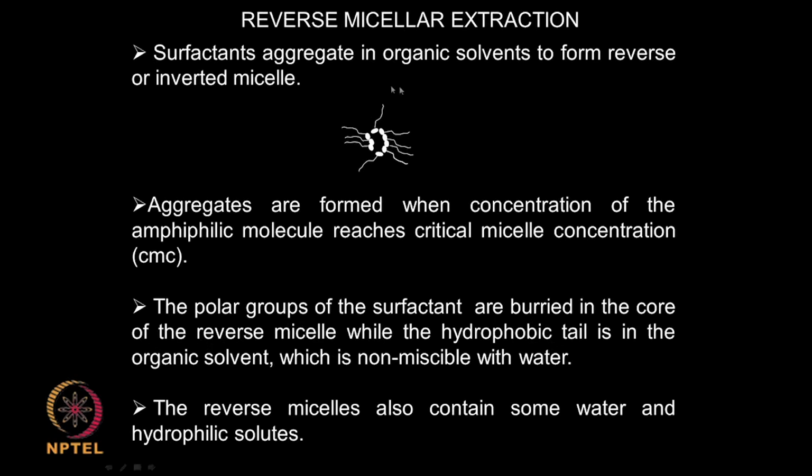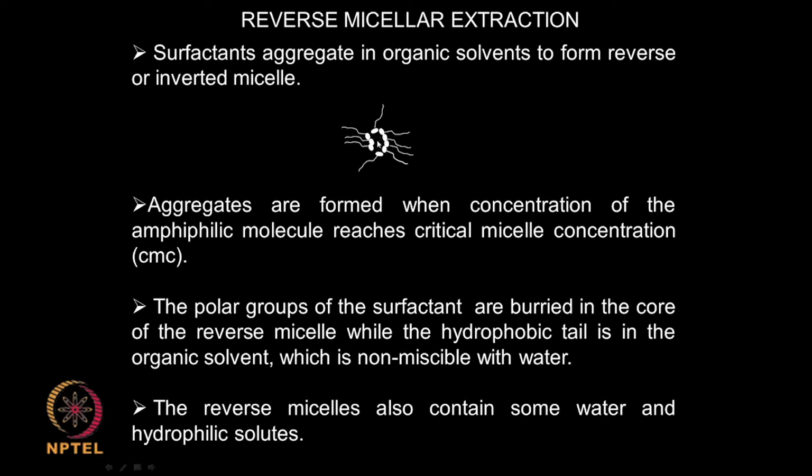So, how does it work? Surfactants aggregate in organic solvents. Suppose I put these in organic solvents, they will aggregate. All the polar groups will come together and form a sort of cavity, and all the hydrophobic tails will be outside. This happens especially at a concentration called the critical micellar concentration, CMC. At lower concentration it is not enough to form aggregates, but around the critical micellar concentration they form an aggregate. So, you get polar pockets, and the hydrophobic tails point outside.